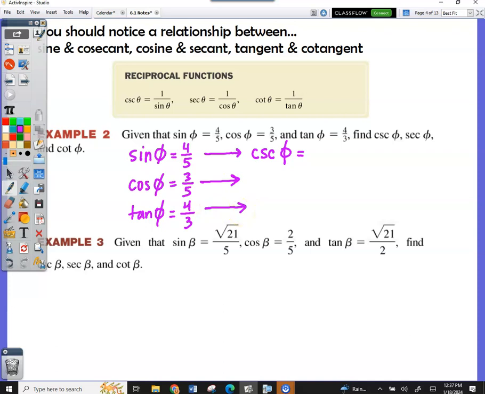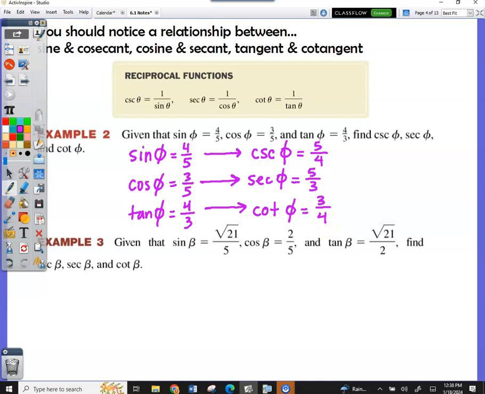Flip it if you want, or you could come back and flip it later. But sine's 4/5, so the reciprocal would be 5/4. I don't even have to draw the picture. Cosine is 3/5. Cosine starts with a C, so its reciprocal starts with an S, and it's going to be 5/3. Then, of course, tangent you shouldn't mix up. It's 4/3, so the reciprocal is 3/4.